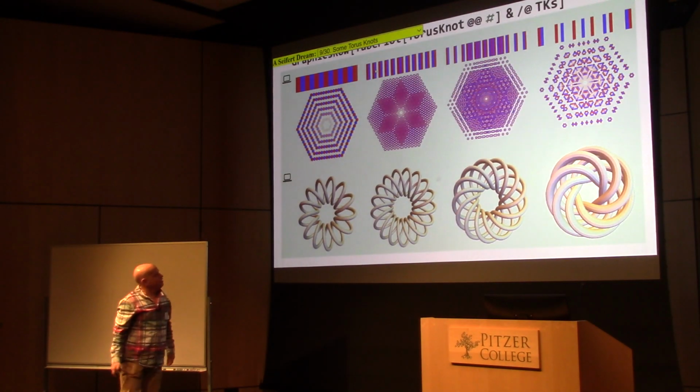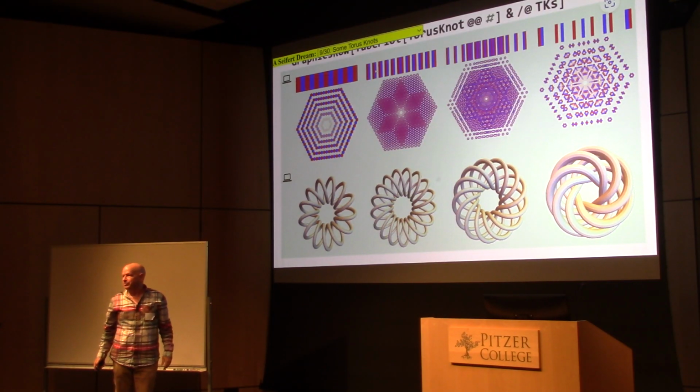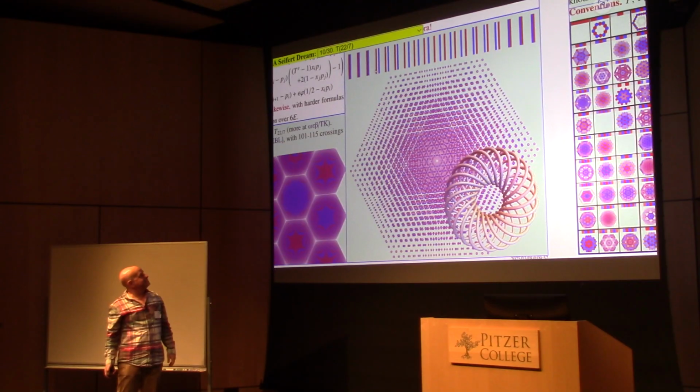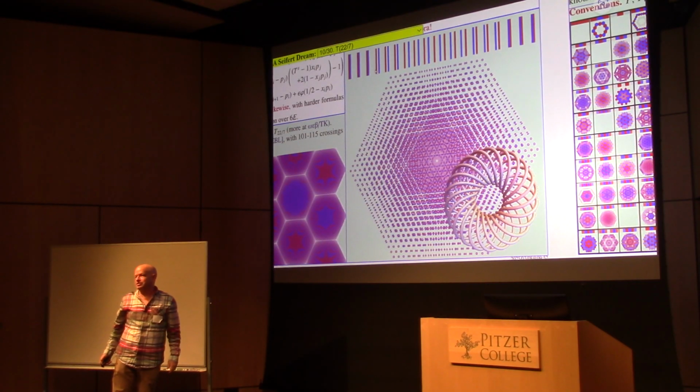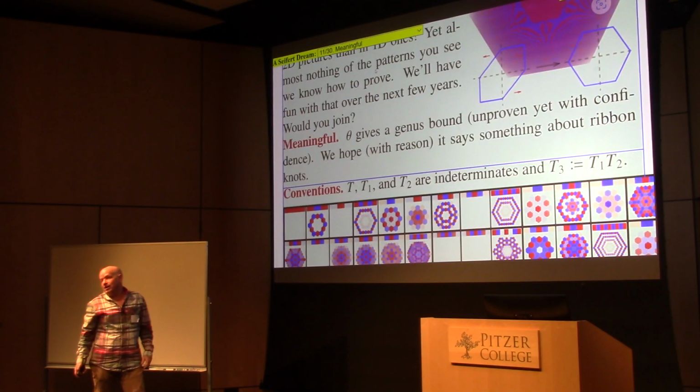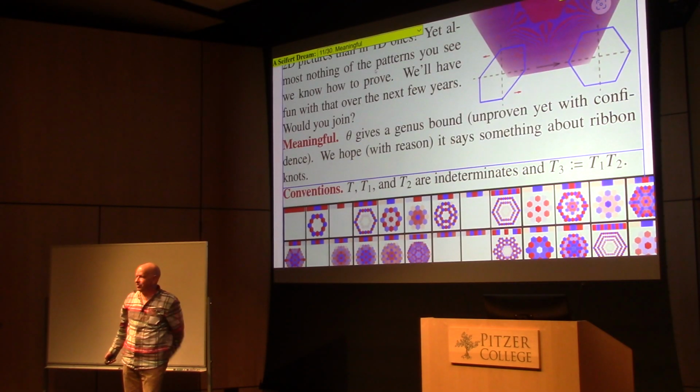Anyway, here are some torus knots. Here is the 22/7 torus knot, just for fun. And that's it. Now let me tell you how to define this invariant.